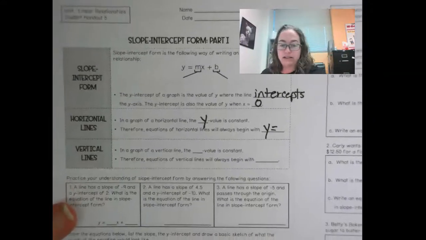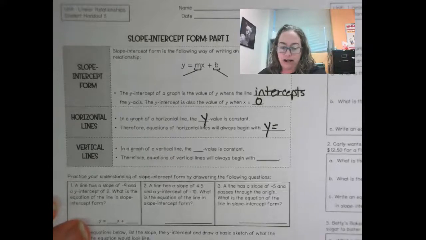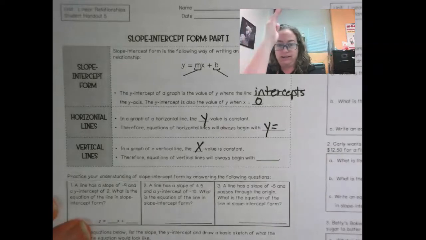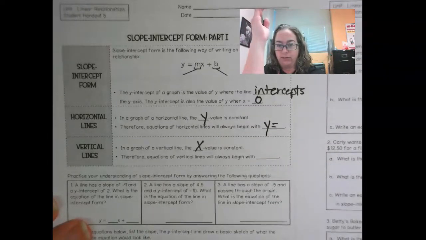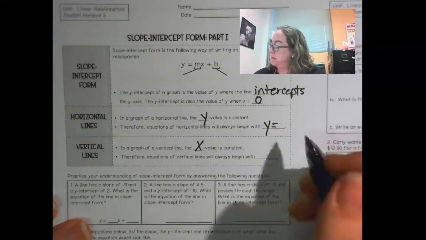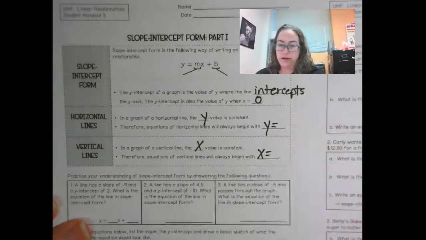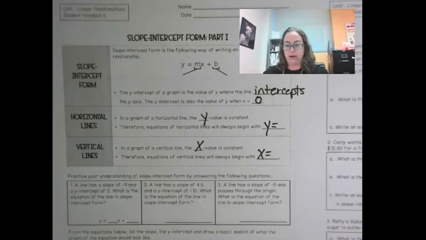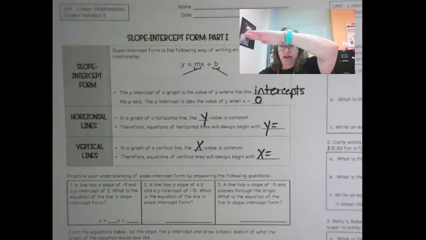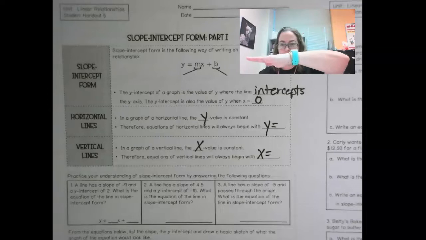All right. In the graph of a vertical line, the x is constant. That's when you have your vertical line, like we discussed in class. Sorry, it's not looking very vertical on my camera. Therefore, equations of vertical lines will always begin with x equals. So if x equals 3, then you know it's a vertical line on the 3 when you're graphing it. If y equals 3, you know it's a horizontal line. Sorry, I can't get my angles right. Horizontal line on the y-axis at 3, which is the y-intercept.